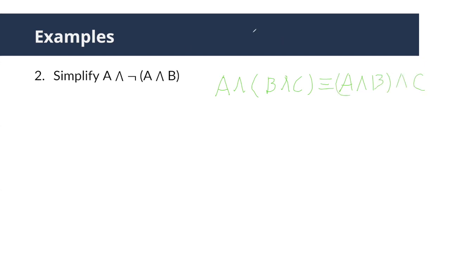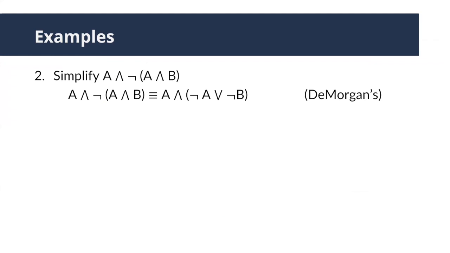But in the proposition we are trying to simplify, there's a negation outside the parentheses. Therefore, you cannot use the associative law directly. So what can we do? Since there's a negation outside the parentheses, we can apply De Morgan's laws first. Therefore, we copy A here, then apply De Morgan's law here. Then we have inside the parentheses, not A or not B. Here, do not forget the parentheses.